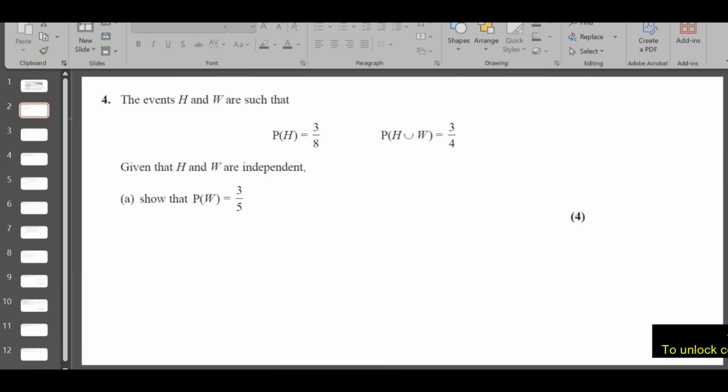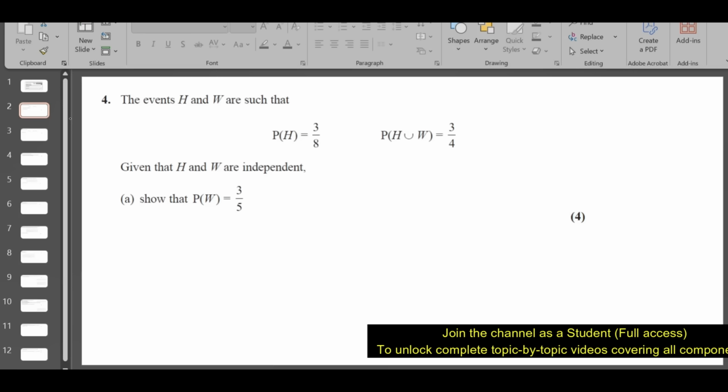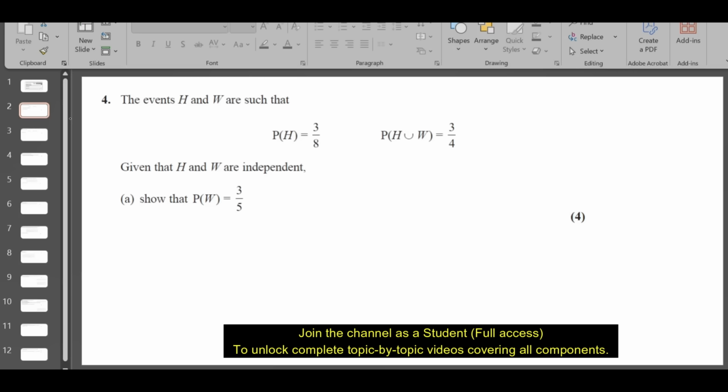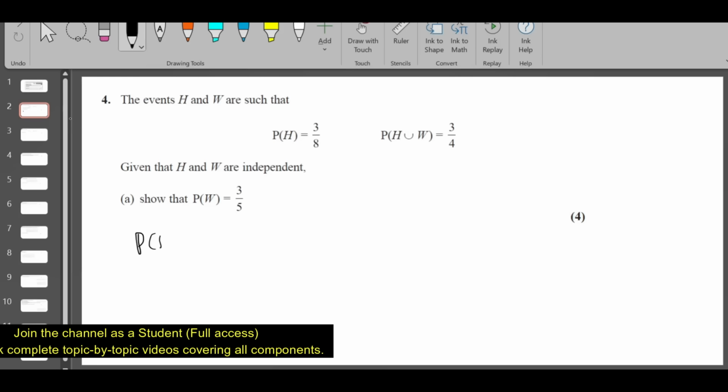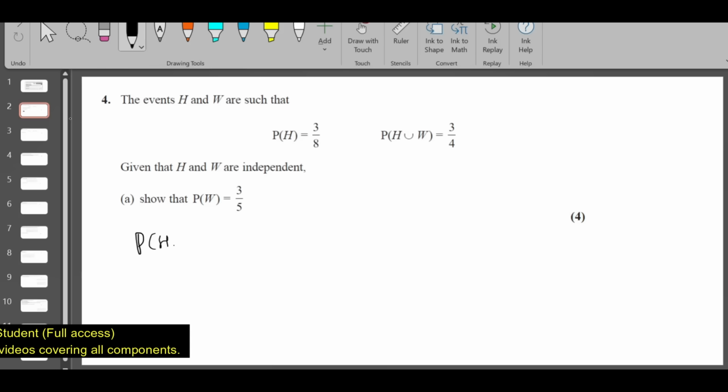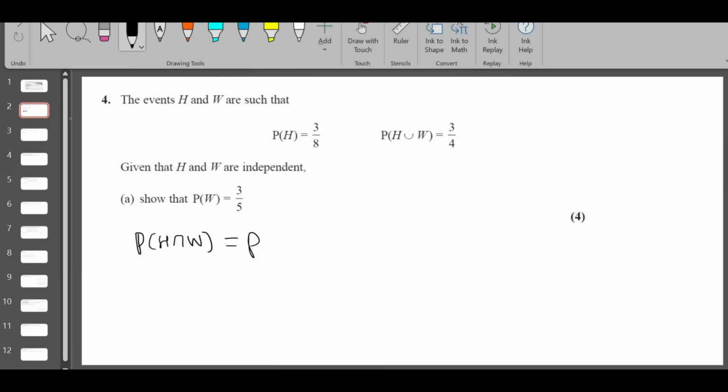We have P of H union W given. It's given H and W are independent. We need to find P of W. If two events are independent, then the formula is P of A intersection B is P of A times P of B. In this case, H and W.